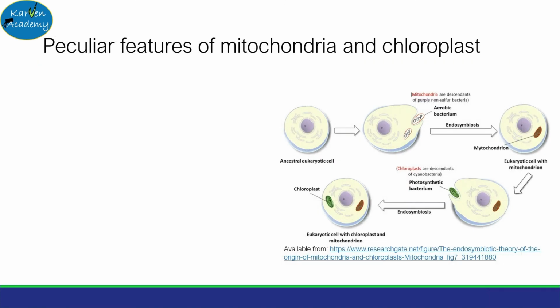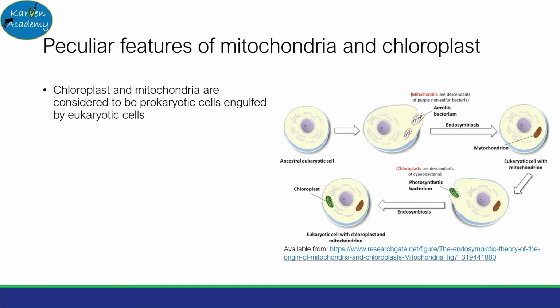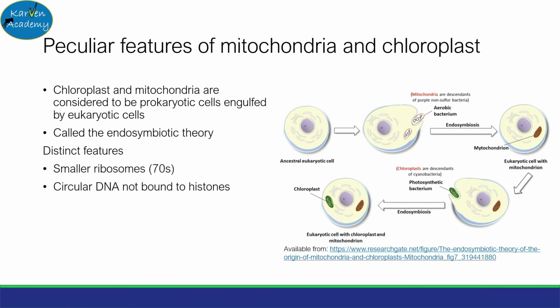The mitochondria and chloroplasts are peculiar because they have their own DNA. So scientists consider them to be prokaryotic cells, which may have been engulfed by eukaryotic cells like the animal and plant cells. This is explained in detail by the endosymbiotic theory. You don't need to know this in detail, but having a knowledge of this will give you the edge in exams. Features of these organelles overlap with the bacteria. For example, they have smaller ribosomes, circular DNA that is not bound to histone proteins, and also plasmids. And you can see the similarity between mitochondria, chloroplasts, and bacteria cells.